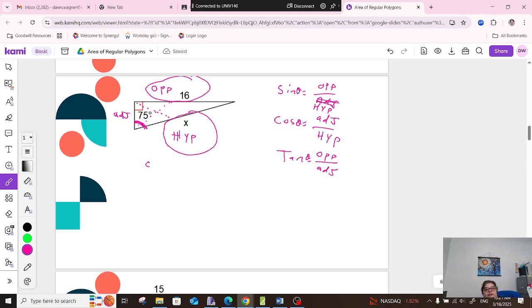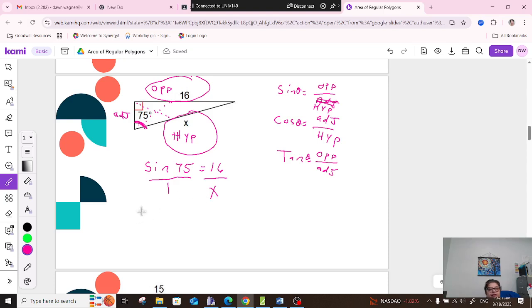Sine. So it's sine 75 equals 16 over X. And I'm going to place this over 1 and do some cross multiplication, because sine 75 is just a number stored in your calculator, right? It's a decimal.